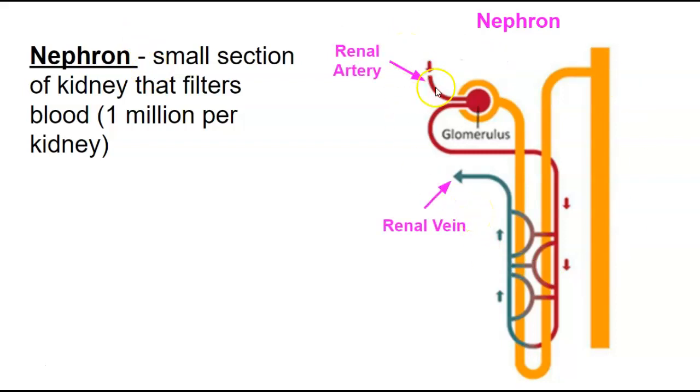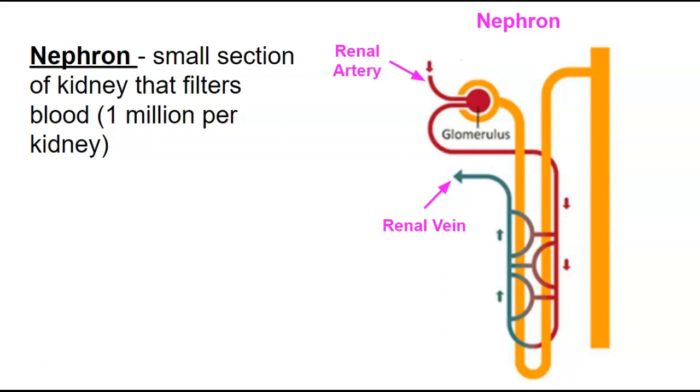Now we know that the artery is going to bring blood in. So we can show the renal artery here. Now, because there's millions of these, this isn't like the one and only renal artery. This is like a branch of it, or a capillary from the renal artery. And then after it's done being filtered, the renal vein is going to take it back towards the heart. So we have those two things labeled.